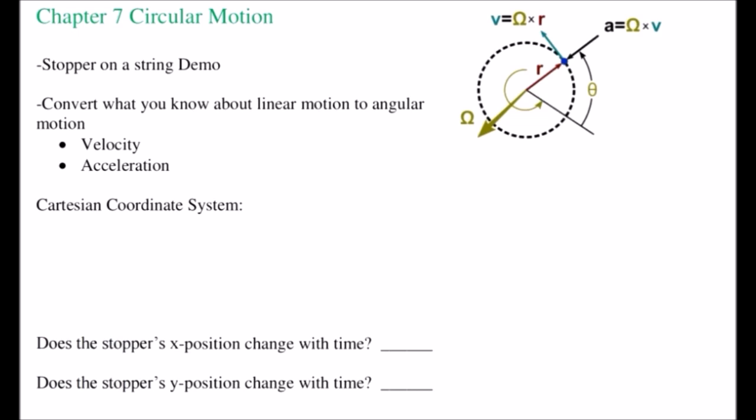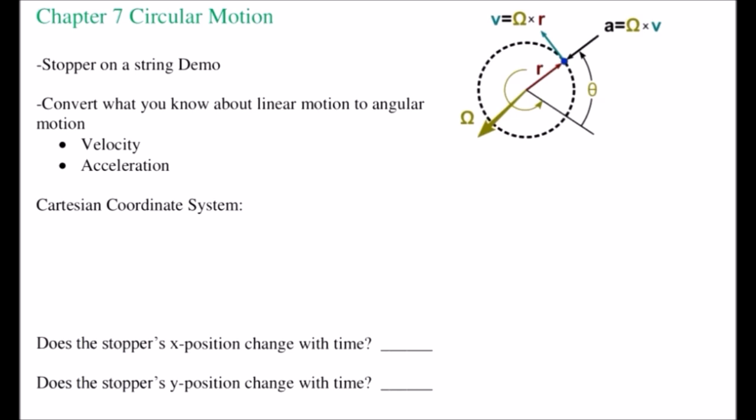Now let's talk about the y position. So this is position A, this is position B. Did the y position of the stopper change with respect to time? Yes, it did. So that means that both x and y positions changed over time. That's going to make it really difficult if we want to do any calculations, because we have two variables changing at the same time. Correct?